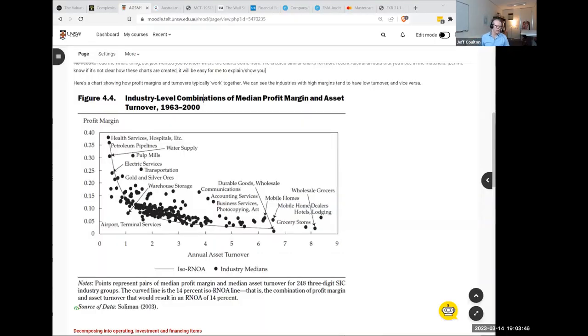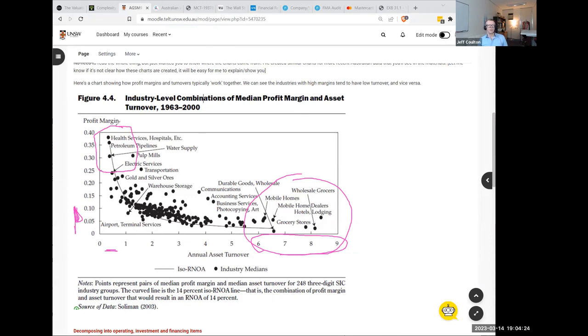We know how margins and turnovers tend to work together. And what we know is that businesses with high levels of asset turnover, which are kind of like the ones up here, tend to be the ones with low levels of profit margin. And the converse applies, so that the businesses with low levels of asset turnover tend to be the ones with high margins. We can think about either end.